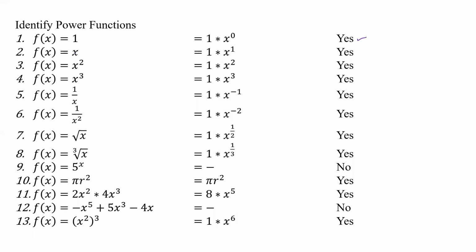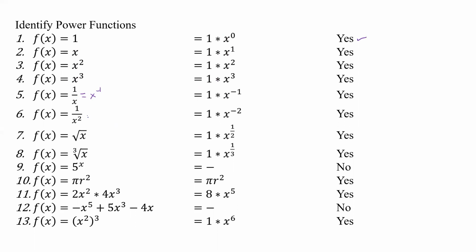What about x? Well, here 1 is the coefficient, and so it's 1 times x to the, well, here this is known as a 1. Okay, so that is also a power function. And then that's just 1x squared, so yes. 1x cubed, yes. Well, what is this? Well, this is really just x to the negative 1, and so it's 1 times x to the negative 1, and so yeah, that is too.